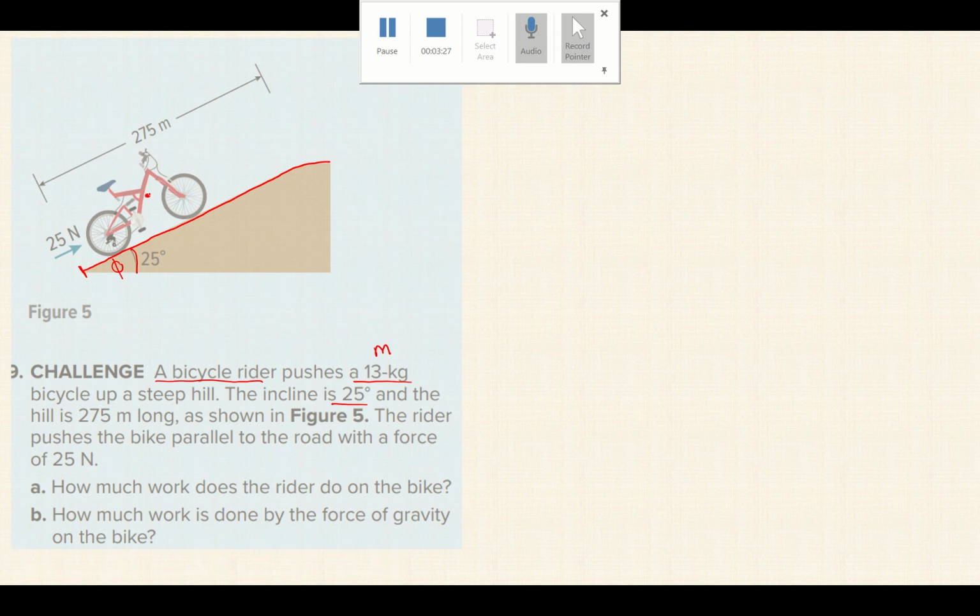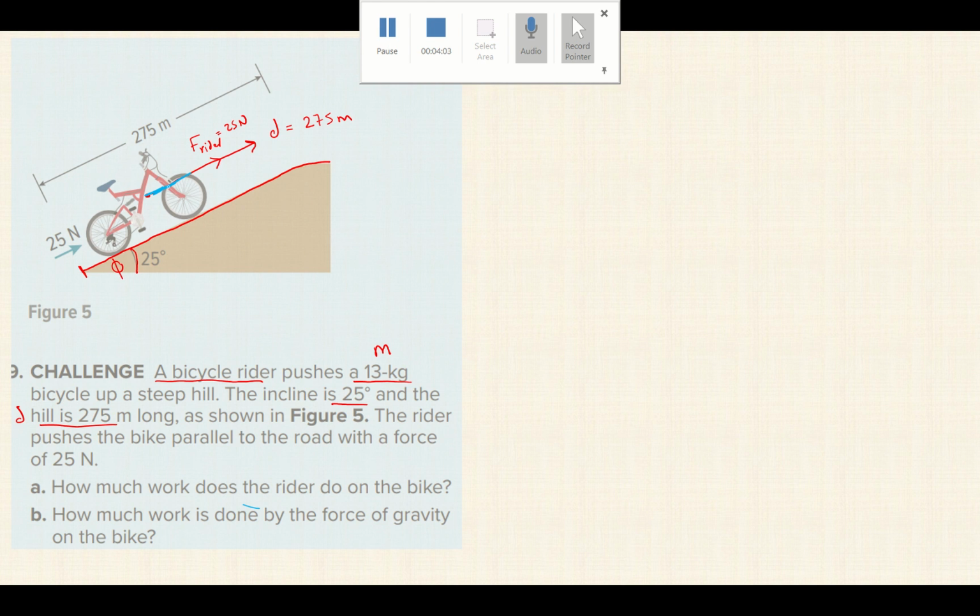Okay, so the distance traveled by this bike, we can draw it here, is 275. So this is the distance or the displacement traveled by the bike. It's the same as the length of the hill. The rider pushes the bike parallel to the road. So the force that the rider is applying is also parallel to the road. Let's draw it here. The force of the rider is 25 newtons and it's parallel to the road. You can see that the angle between them is 0.